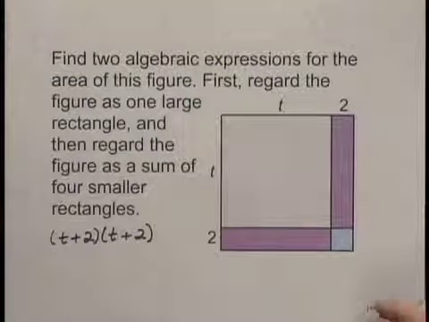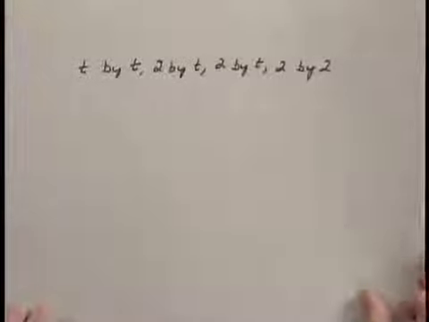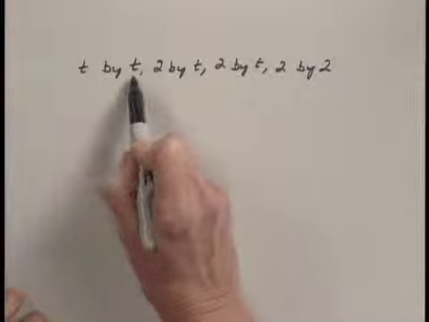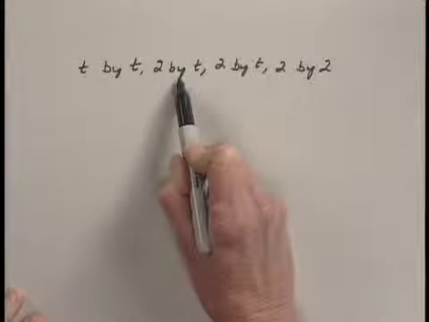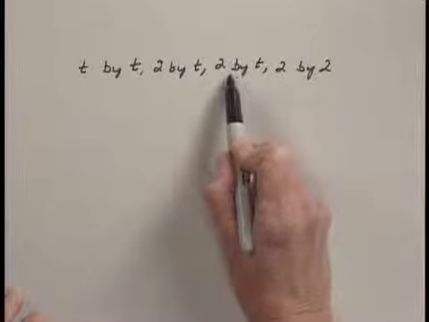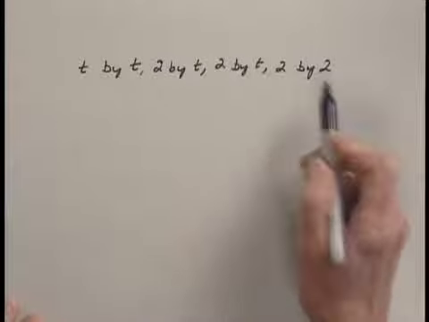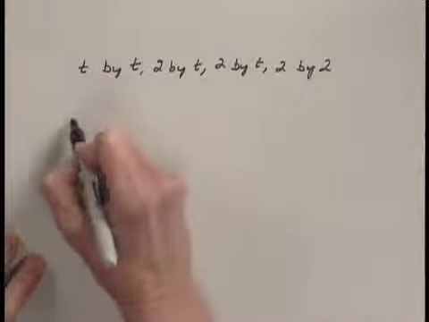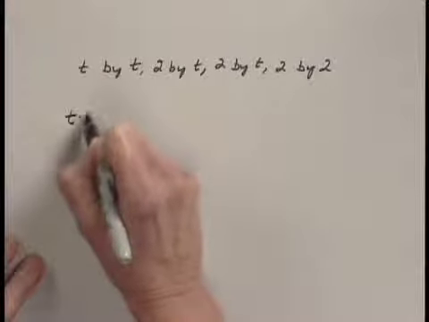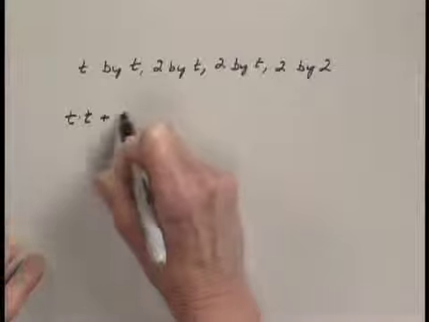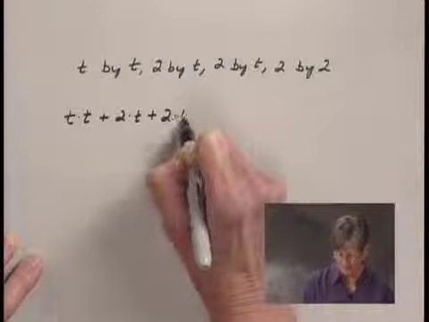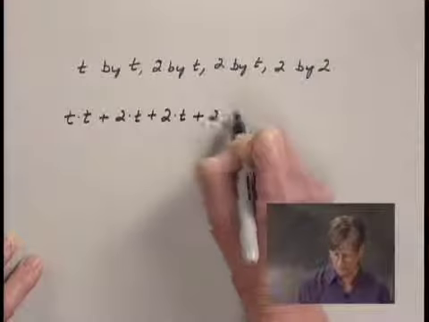And this smallest of the four small rectangles has each of its sides of length 2. So what we have, regarding it as four smaller rectangles, is one whose dimensions are t by t, another one whose dimensions are 2 by t, and a second one with the same dimensions, 2 by t, and finally the smallest one had dimensions 2 by 2. So if we're regarding this as the sum of the areas of the four smaller rectangles, the areas are going to be t times t, 2 times t, and another 2 times t, and then 2 times 2.